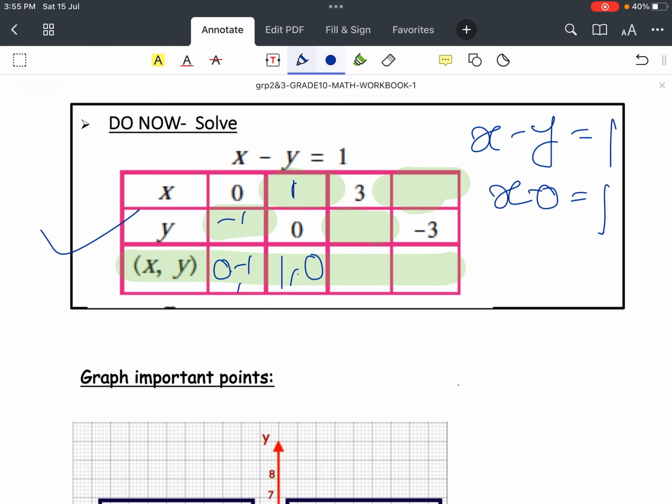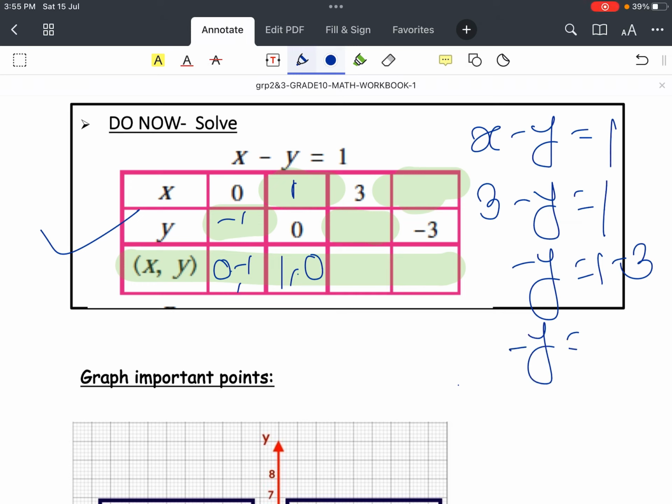Now let's see for third case. X is equal to 3. For a third case, x is equal to 3, so 3 minus y is equal to 1, so minus y is equal to 1 minus 3, so minus y is equal to minus 2, and y is equal to 2, so write down here 2, so your answer is 3 comma 2.